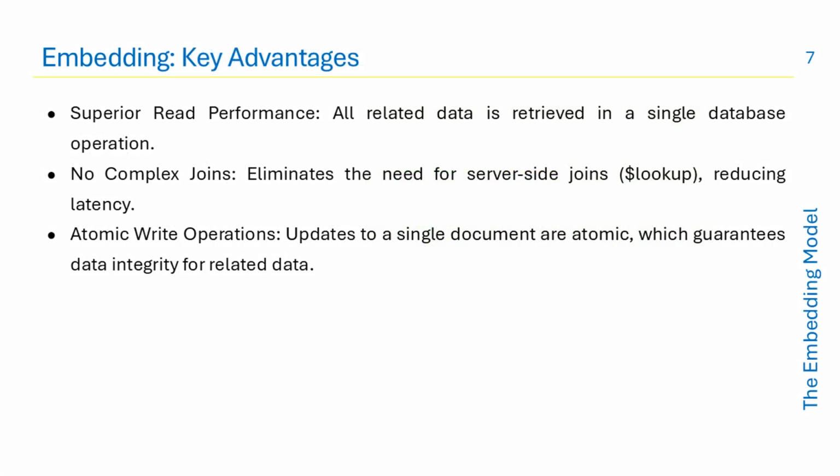Now that we've seen how embedding works, let's summarize its powerful advantages. The most significant benefit, and the primary reason we choose this model, is performance. By collocating data, we allow the application to get everything it needs for a specific view, like a product page, in one single trip to the database. This is fundamentally faster than a relational approach requiring joins.